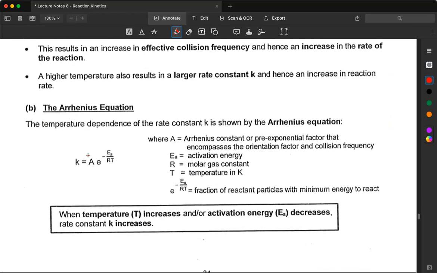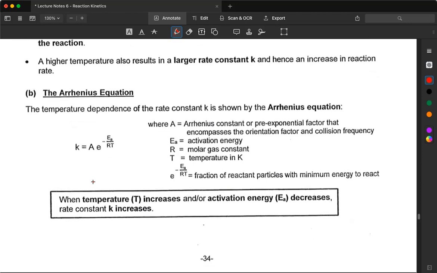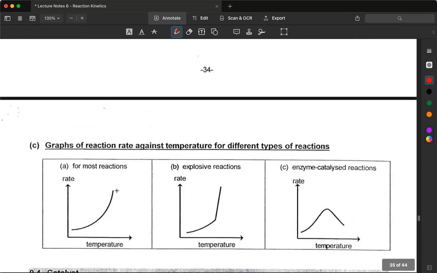Okay, so what is it? It relates rate constant to EA and temperature. So A is the Arrhenius constant, which should be given. EA is the activation energy. R is molar gas constant, which you can get from the data booklet, 8.314. Temperature in Kelvin, must be in Kelvin. And so this is the Arrhenius equation, which relates temperature to k. So when temperature increases or activation energy decreases, rate constant will increase based on the equation.